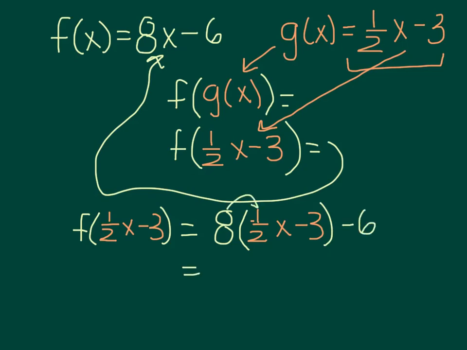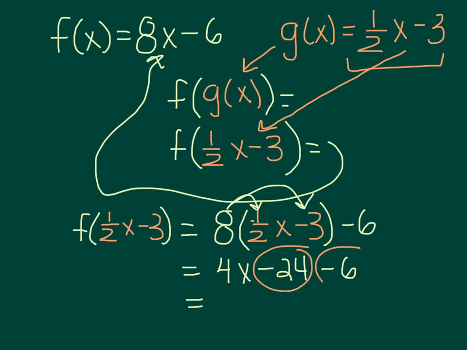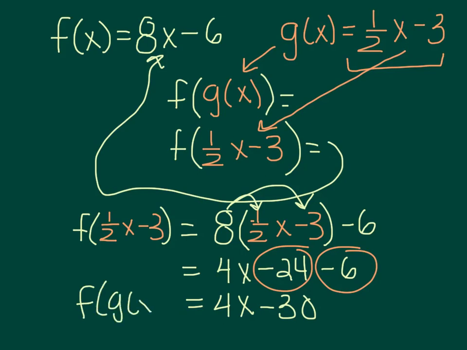So now I, again, distribute and simplify. So 8 times 1/2, that gives me 4x. 8 times a negative 3 is a negative 24. And then we still have our minus 6. So I combine like terms. Negative 24 minus 6 is a negative 30. So my answer is 4x minus 30. So f of g of x equals 4x minus 30.